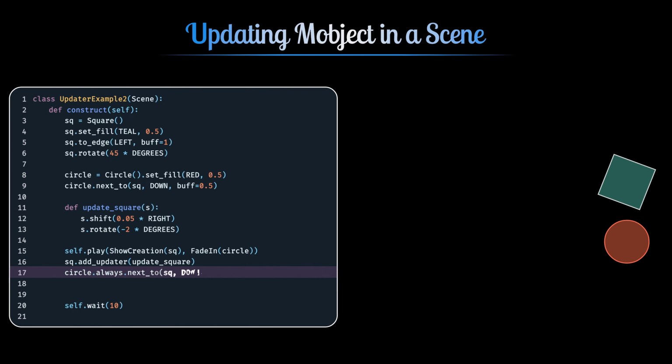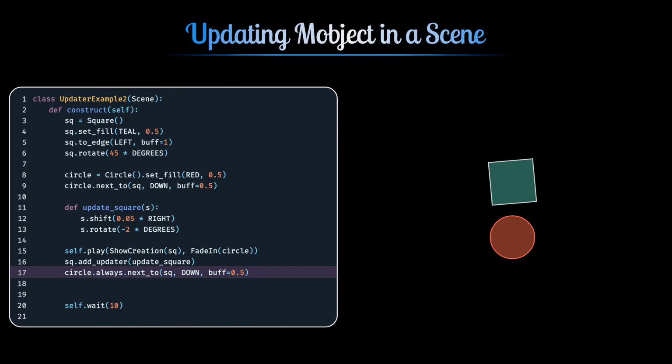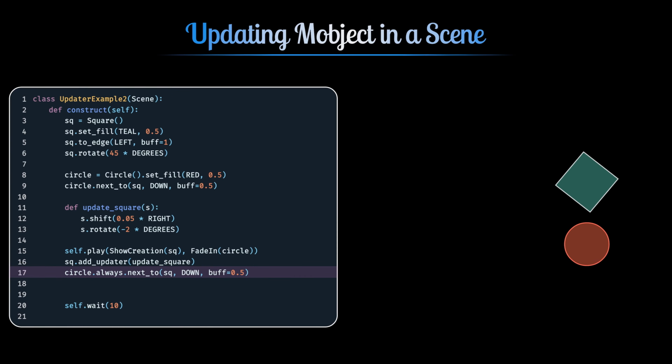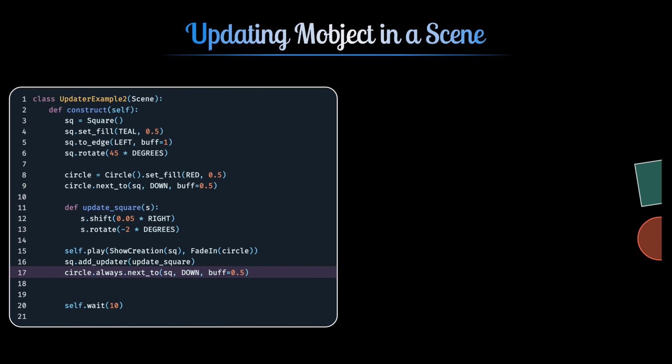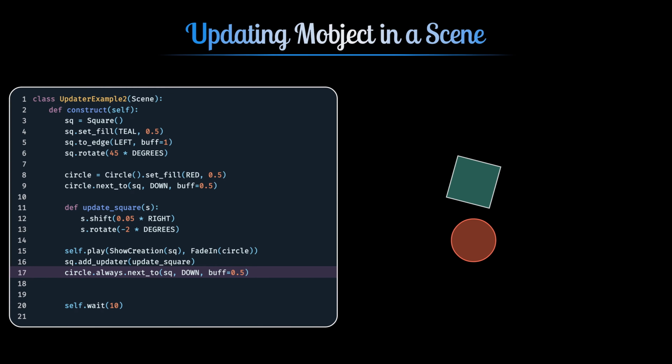Now we can bring out the same output by defining circle.always.next_to with arguments square, DOWN and buff=1 in place of the add_updater function. The functionality of always is inherently adding the updater function for us.